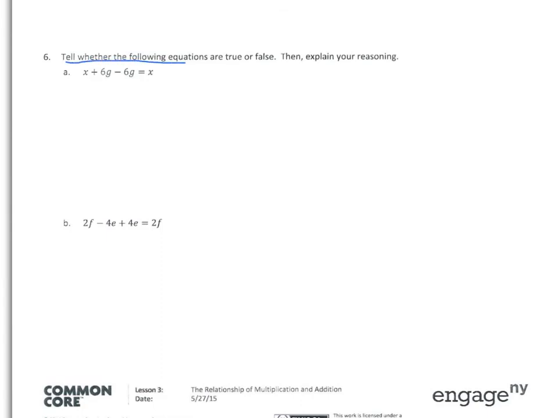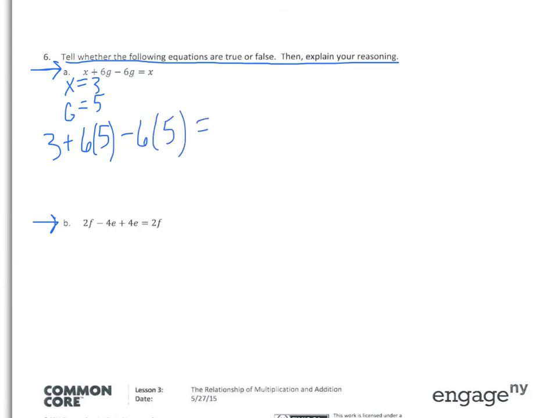Tell whether the following equations are true or false. Then explain your reasoning. I'm going to show you guys how I want this done. So I will do this one for you, and then you need to do this one on your own. So x plus 6g minus 6g equals x. Well, one way I can take a look is if I just pick some random numbers to plug in. So we'll say that x equals, how about 3? And we'll say that g equals 5. So then we have 3 plus 6 times 5 minus 6 times 5 equals 3.